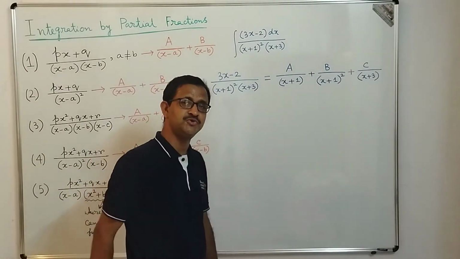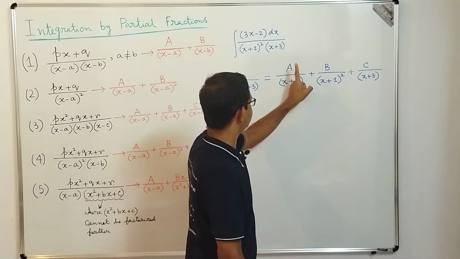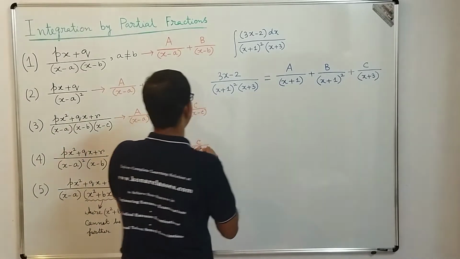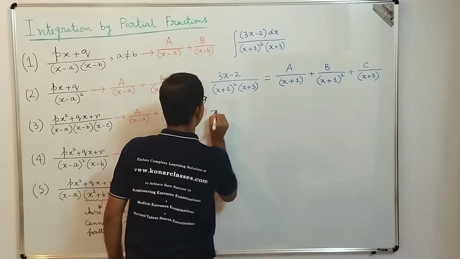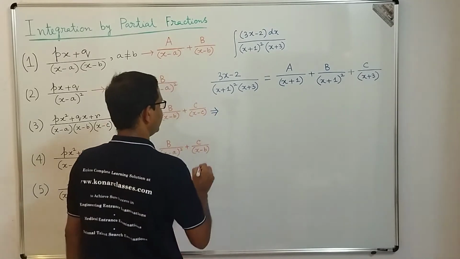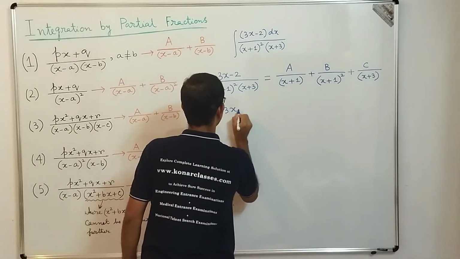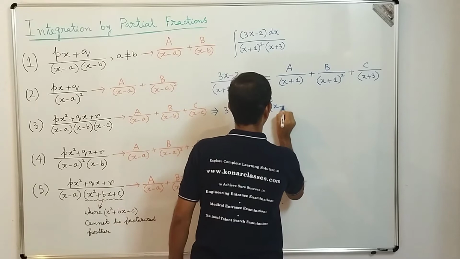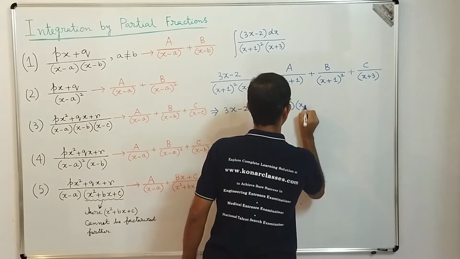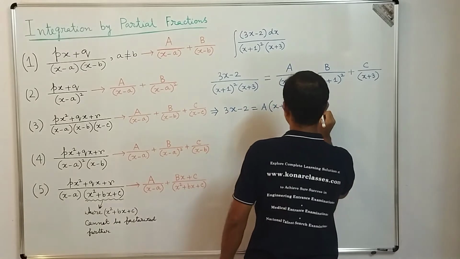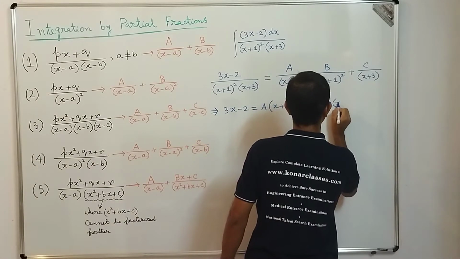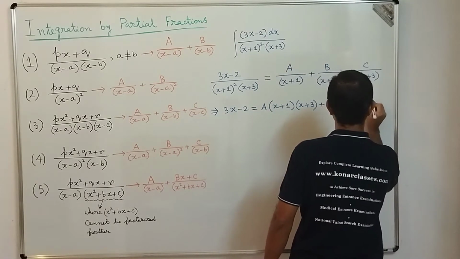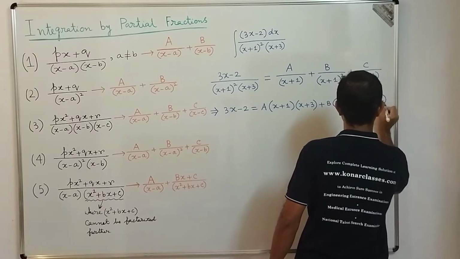But for that, what do we need to do? We need to find the values of these real constants A, B and C. And how to perform that? For that, on both sides, we are going to multiply by x plus 1 whole square into x plus 3. So what do we get? We get 3x minus 2 is equal to A into x plus 1 into x plus 3, plus B into x plus 3, plus C into x plus 1 whole square.